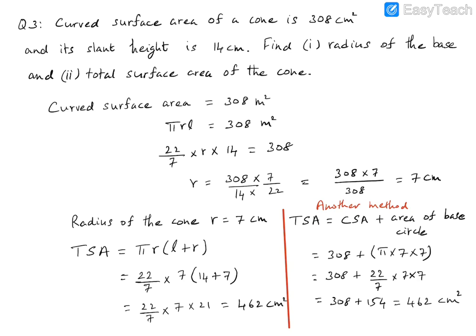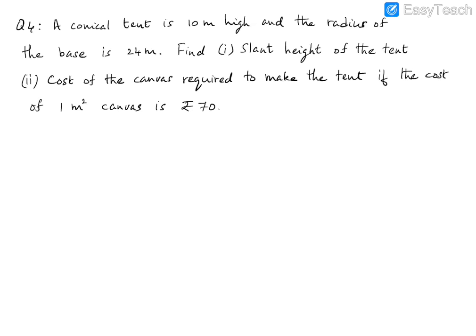Now let us move on to the next exercise problem, and let's try to solve this. Again, it's a basic problem, but we are asked to find some additional things based on the area that we are going to calculate. What is given is, we have a conical tent whose height is 10 meters and the radius of the base is 24 meters. And we are asked to find the slant height of the tent, first of all.